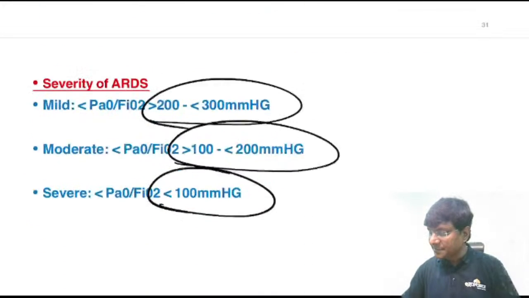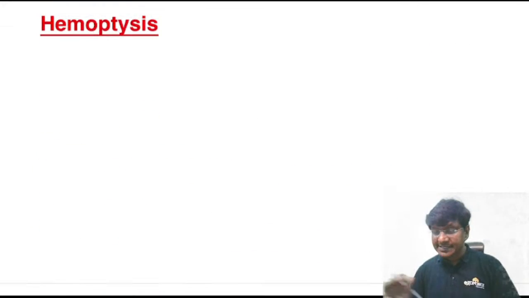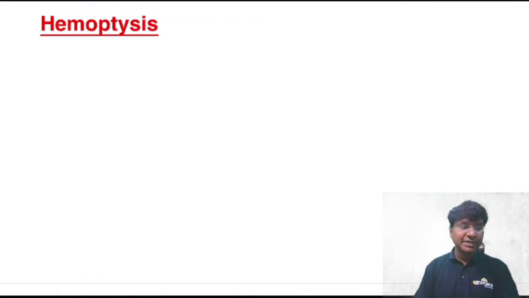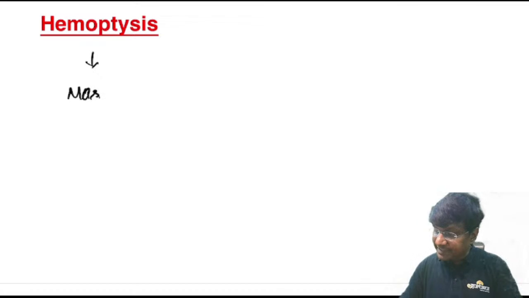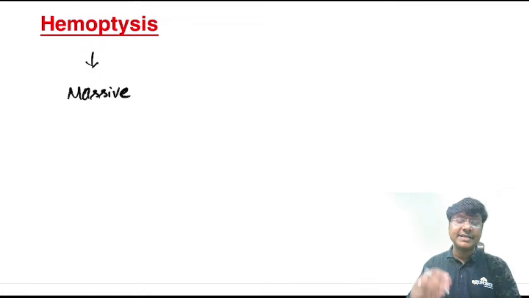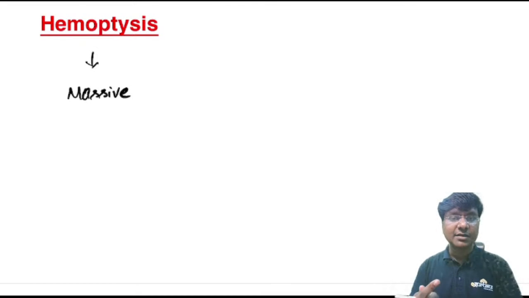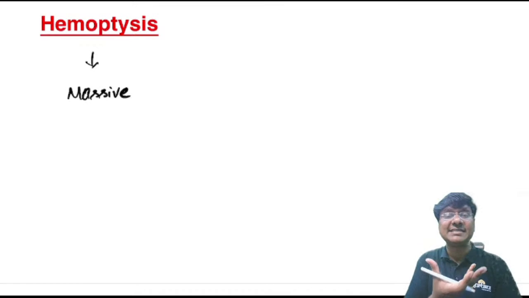Next important pulmonary emergency is what? That is hemoptysis. And if it is mild or moderate hemoptysis, they don't present to the emergency department. If there is massive or life-threatening hemoptysis, then only the patient will present to the casualty with the complaint of massive coughing out of blood.